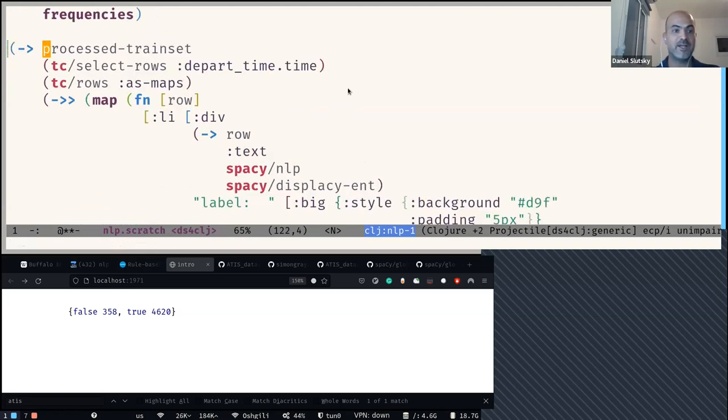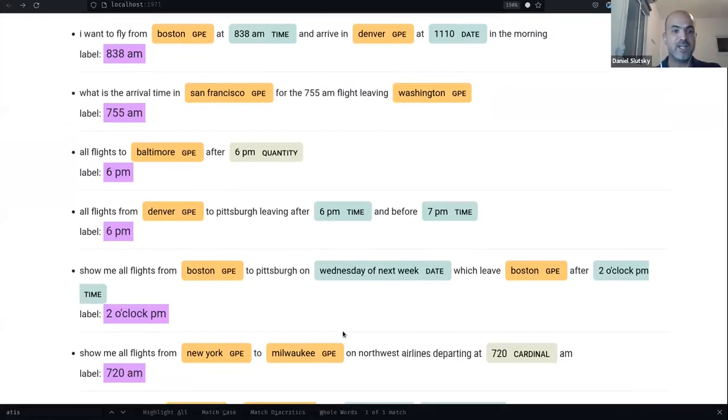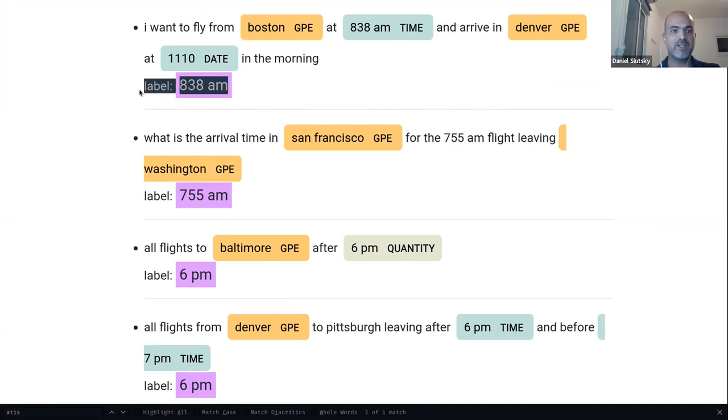So you see, I'm taking the training set after this pre-processing, and I'm selecting the rows where the departure time is not nil, which means those rows where the humans annotating the text said, yeah, we have some departure time in this text. And I'm just representing it a bit differently and organizing it in a colorful HTML. And it is so fun with this hiccup format. And yeah, and we get this. So you see this part is the one colored by spaCy, this spaCy display library. And here I'm coloring this label that I extracted from the human annotations.